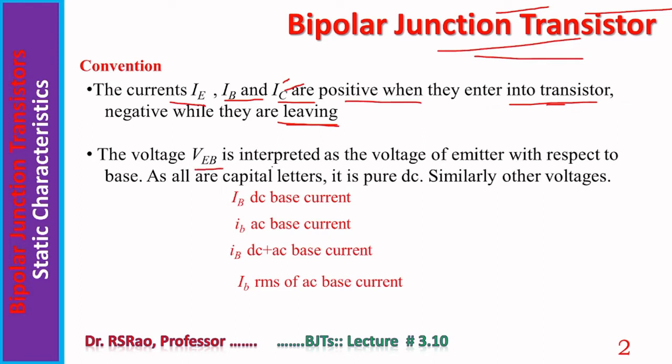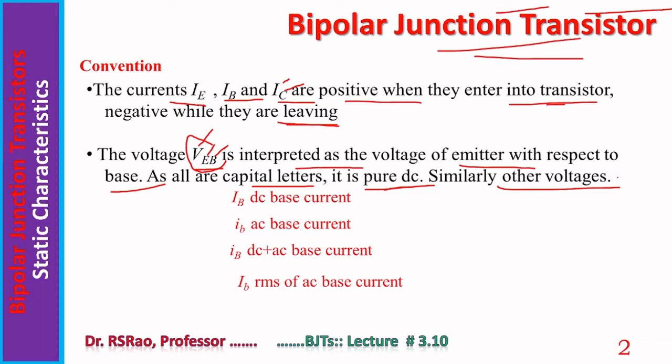The voltage VEB is interpreted as the voltage of emitter with respect to base. V stands for voltage. The reference is base, so the second subscript refers to the reference. As all are capital letters, it is pure DC. All capital means DC. Similar is the case with the other voltages.